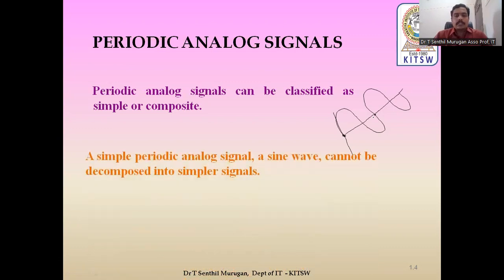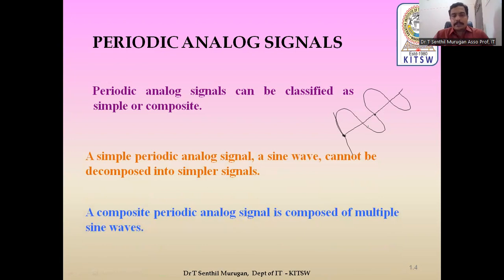So what is a simple periodic analog signal? I have drawn it here. This is a sine wave that cannot be decomposed into simpler signals. The simple signal we draw using the sine wave is the periodic analog signal. There is no decomposition mechanism used.